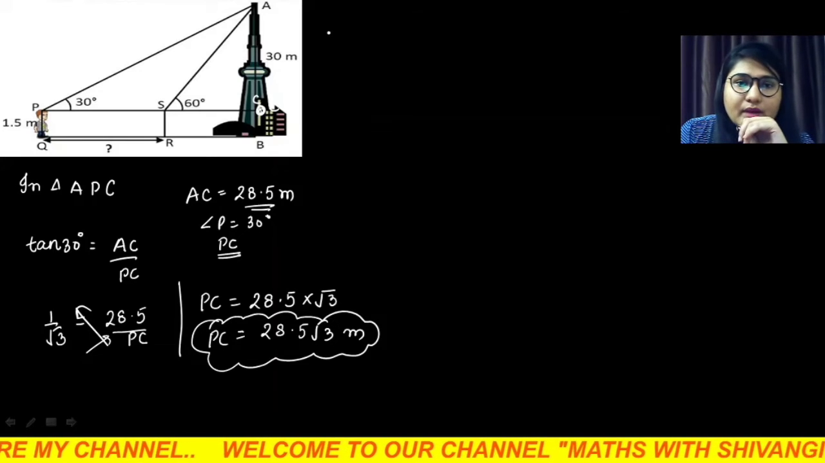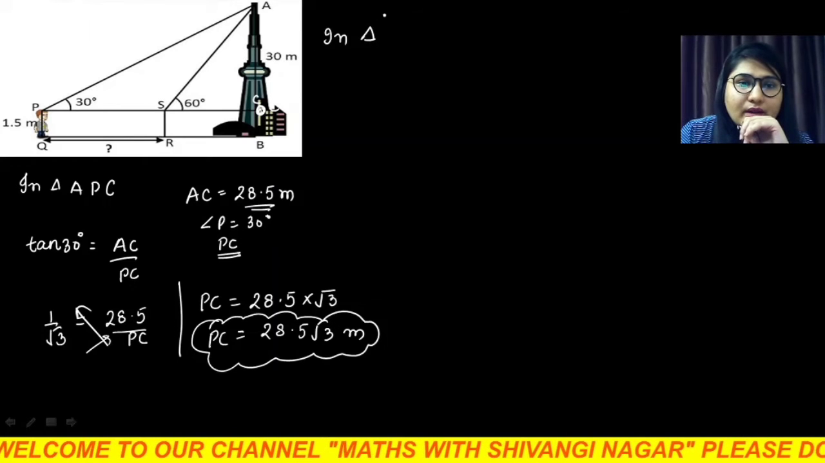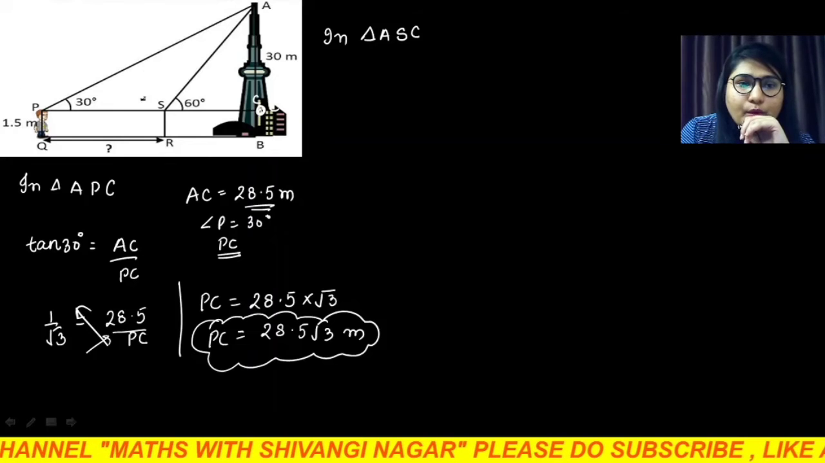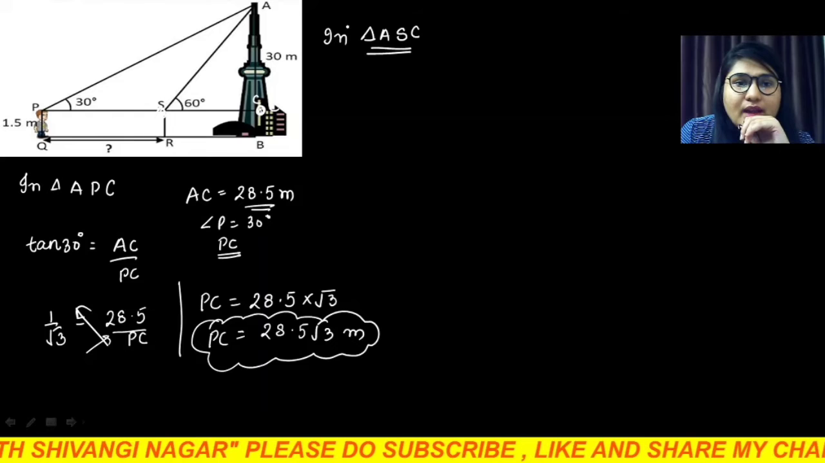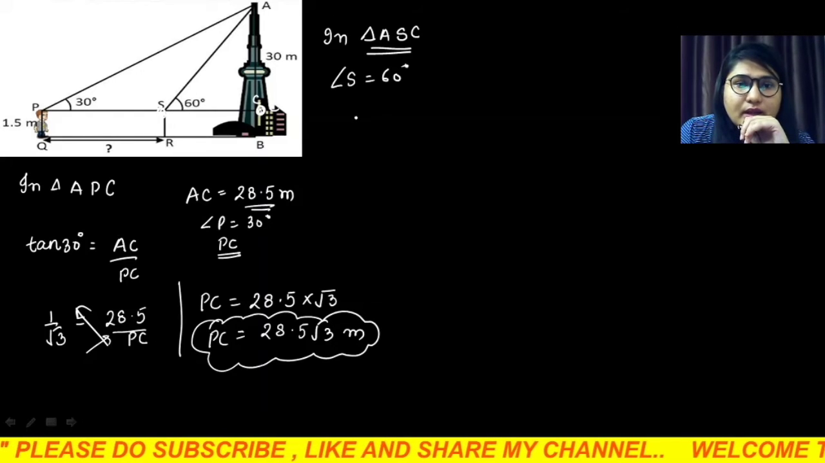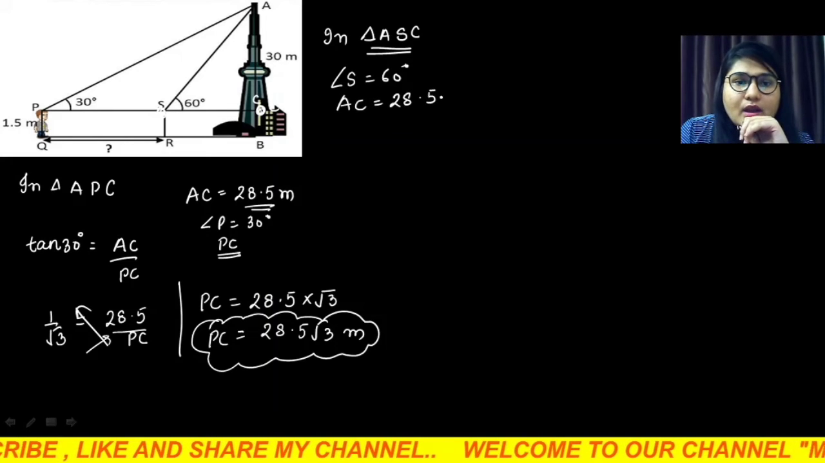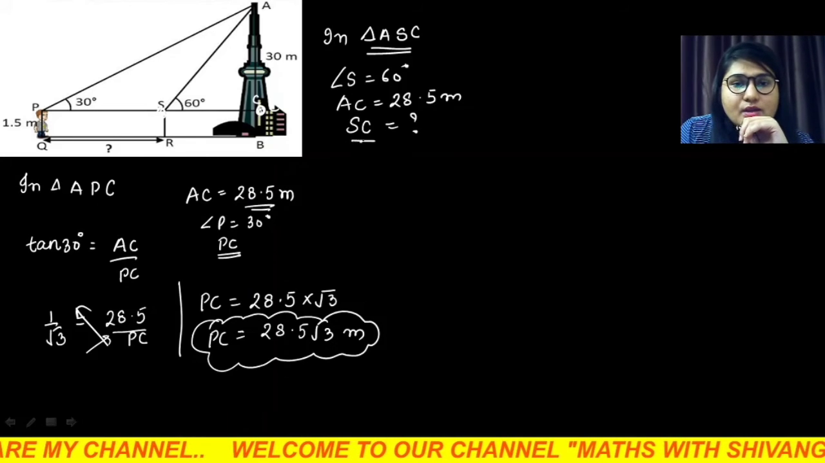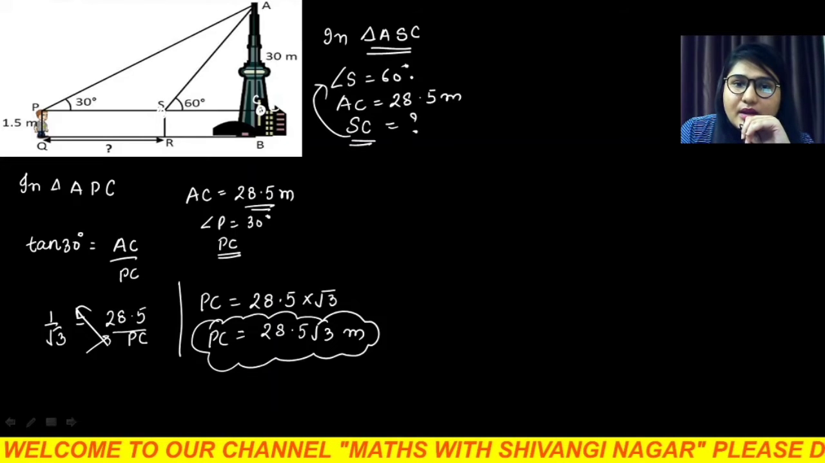Now next what we will consider? We will consider the triangle ASC, when this boy has moved from point P to the point Q, at this point, right? So in the triangle ASC, we know that angle S is equal to 60 degree. AC is what? 28.5 meter, and we have to calculate SC here, right? So SC is the adjacent side of angle S. AC is the opposite side.